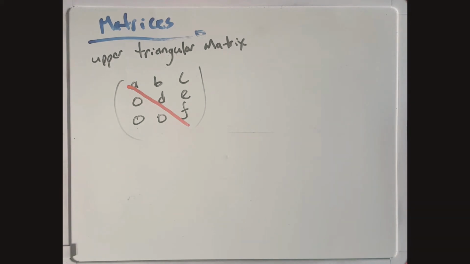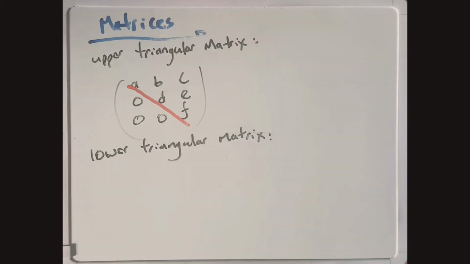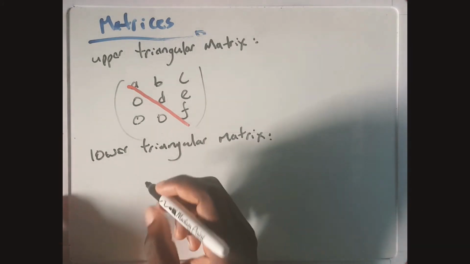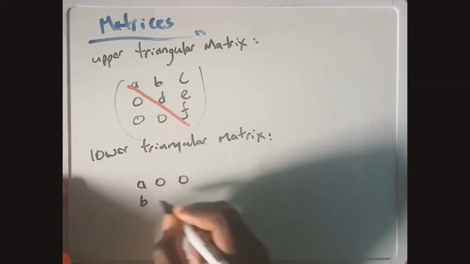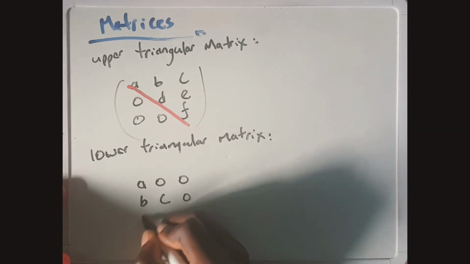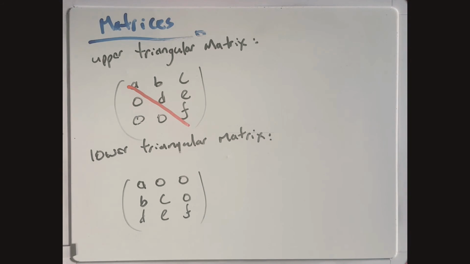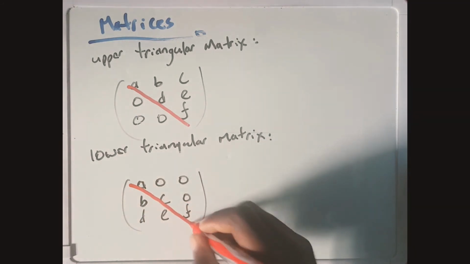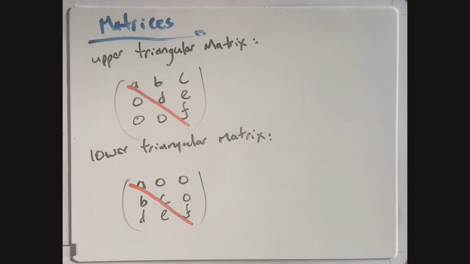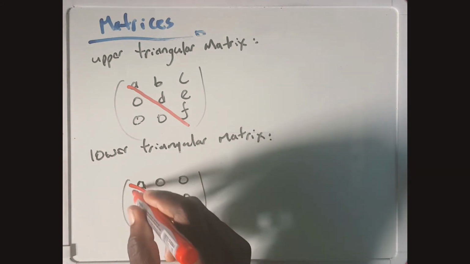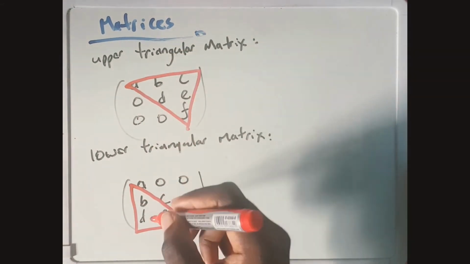And for the lower triangular, your lower triangular matrix would look like this. A, 0, 0, B, C, 0, D, E, F. And again, we see our leading diagonal as values, and then beneath the leading diagonal, that's why it's called lower triangular, and you can see it as a triangular shape for both. So upper triangular, lower triangular.